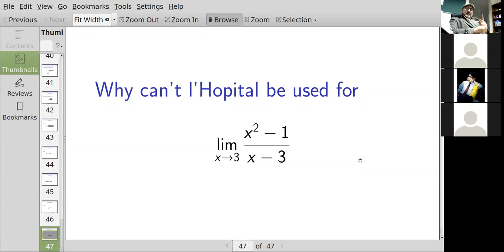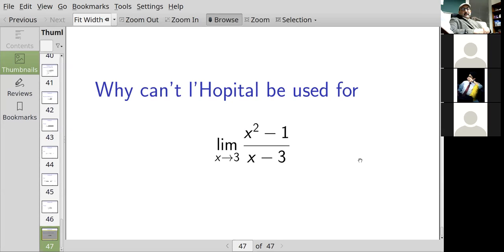Okay, but you must not use L'Hopital's rule until you can get one of those two indeterminate forms. It cannot be used everywhere. So let me ask you, why are you not allowed to use L'Hopital's rule over here?